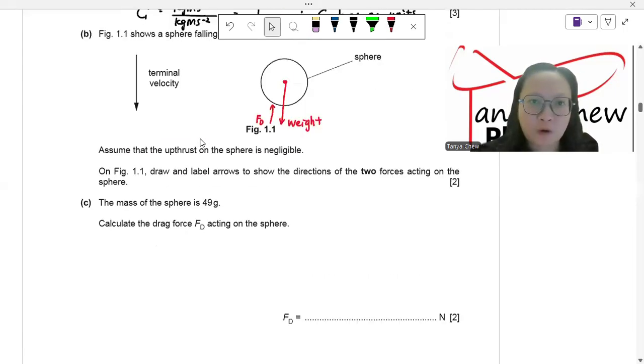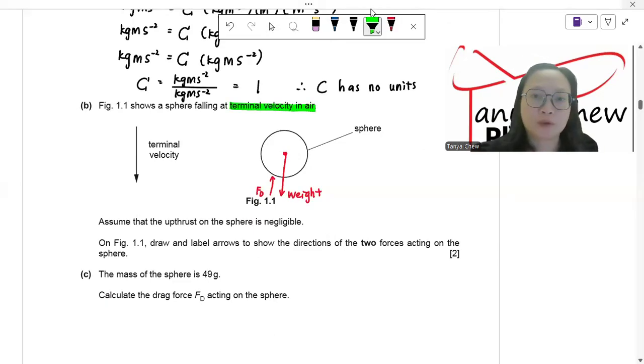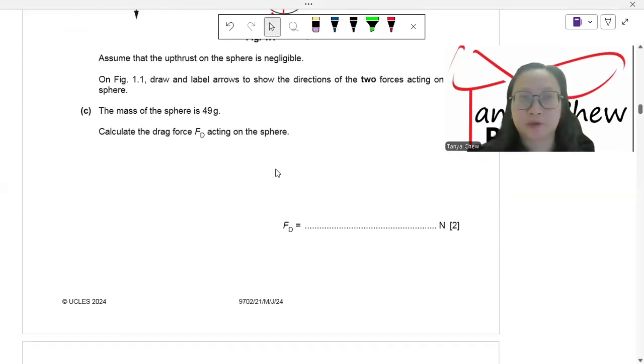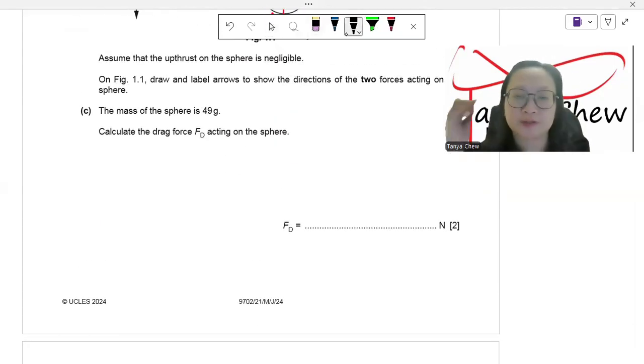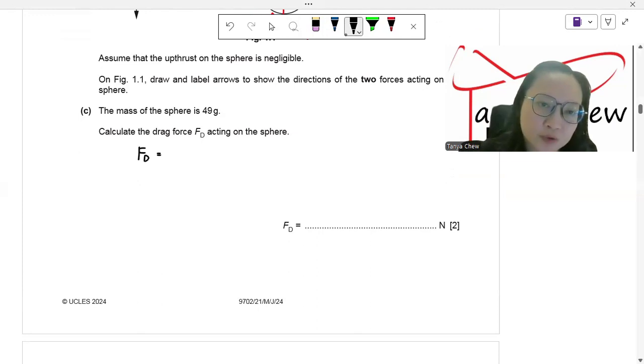Since the sphere falls with terminal velocity, could you see here? This is a keyword, falling at terminal velocity. Terminal velocity meaning to say that the resultant force acting on the sphere is equal to 0. That also means that the two forces balance each other. I would say that drag force is equal to weight. Weight is equal to mg.